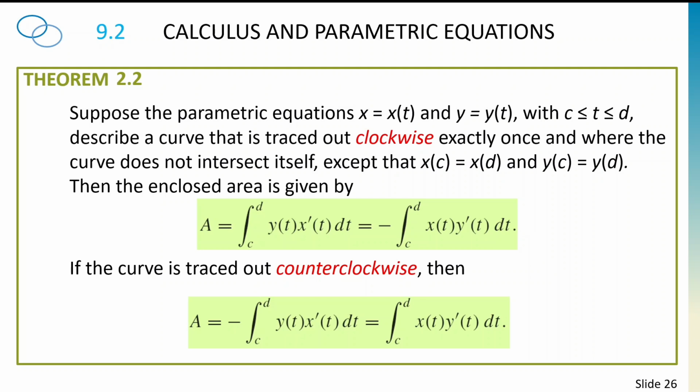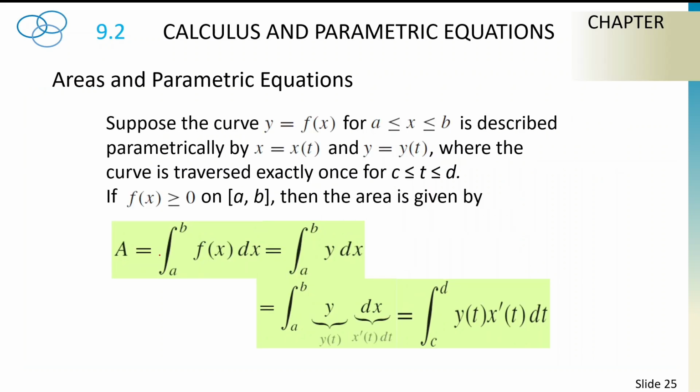Now the only part left out of section 9.2 is one of the important applications. We use the calculus of parametric equations just to find the area described by a curve that is traced out once exactly. So, the area enclosed by a curve. Instead of using the regular function y equals f of x, this time we'll try to represent the area using the parametric equations that we've learned in this section.